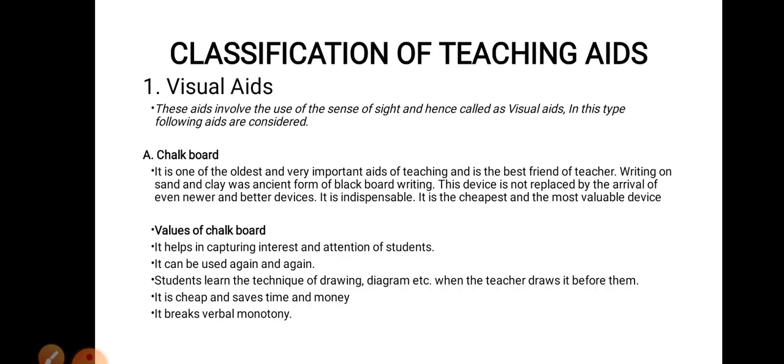Next, it can be used again and again. Of course, chalkboard, magagamit mo, erase lang, sulat again. Students learn the technique of drawing, diagram. You know what they could do? I think a lot of things with chalkboard, instead of just writing text to it, we could also make use of it wherein we could draw diagrams. So it is cheap and saves time and money. So it breaks verbal monotony. So of course you could really save if you are to use chalkboard.